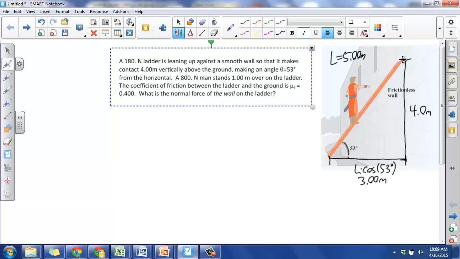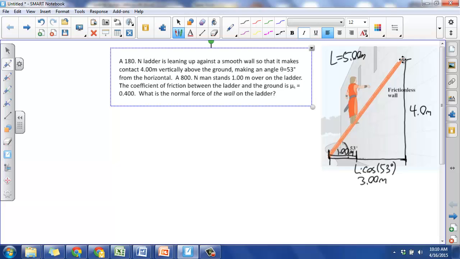On your sheet, I have it slightly miswritten. I mean to say that this guy is 1 meter over, not 1 meter up. Let's just make it a little bit easier. You could do it with 1 meter up. It'll change your answer a little bit. We'll do 1 meter over. Okay. We want the normal force on the wall, by the wall on the man.